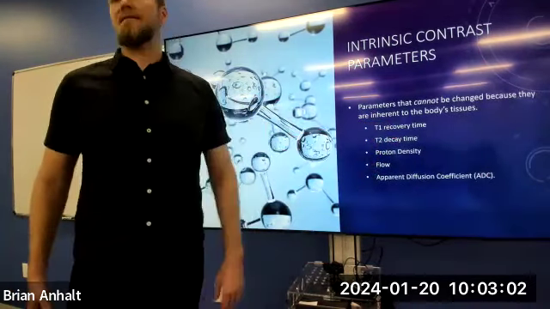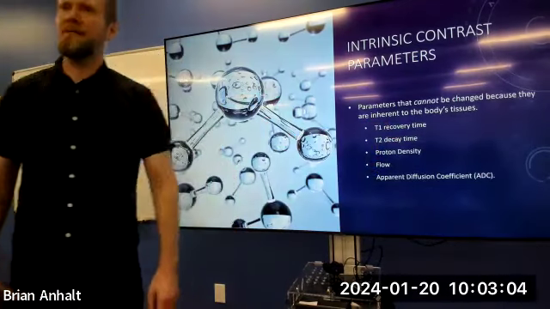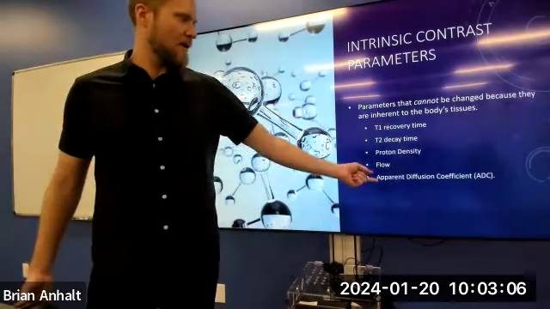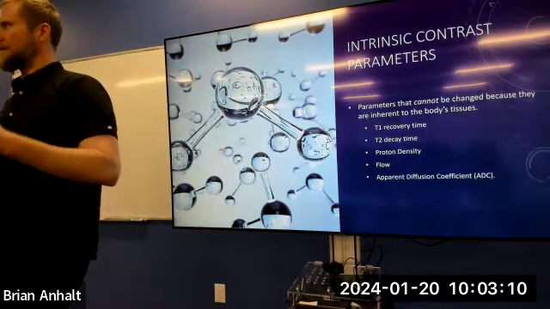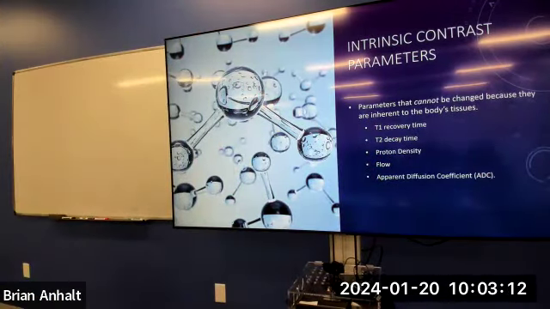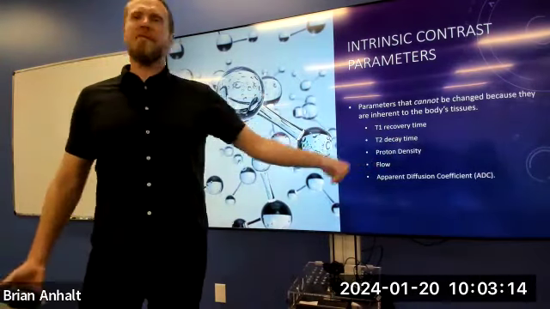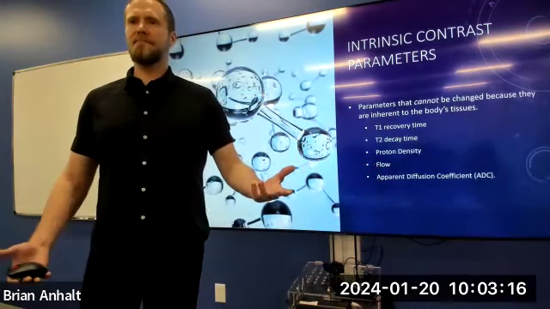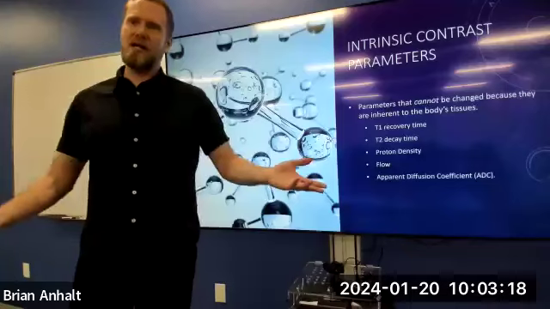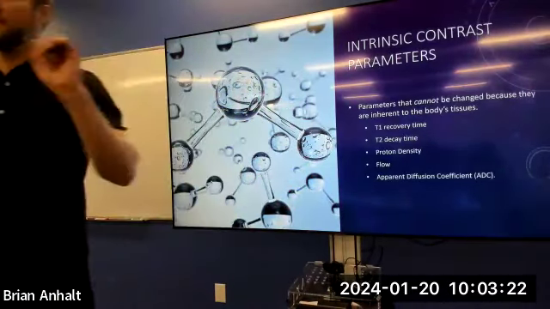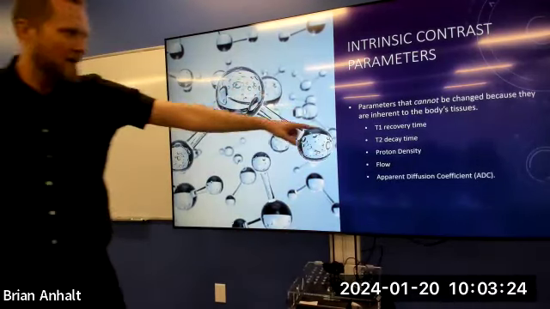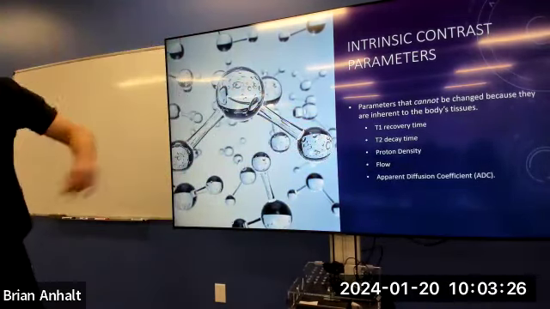Don't worry about these last two because we're not going to talk about them today, but flow and apparent diffusion coefficient, we'll talk about them more in physics too. They do affect contrast, but we can't change how fast blood is flowing through veins or through arteries. That does get us contrast in other types of advanced imaging. We won't talk about that yet. We're worried about these top three today, so you can just ignore those for now.